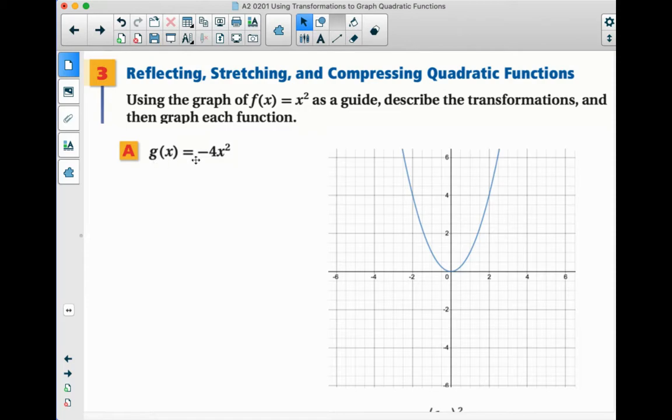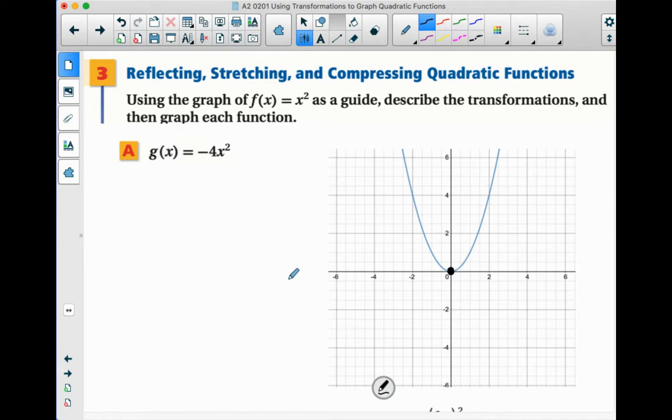So looking at this one, g of x equals negative 4x squared. Look at some of the indicators. The negative means it's going to be an upside down parabola, and that 4 means it's going to be stretched by a factor of 4. So let's see. It's not shifting anywhere else, so it's going to start at 0, 0.